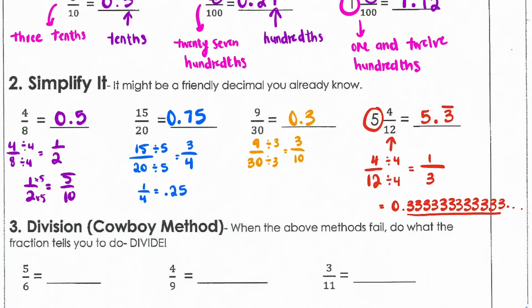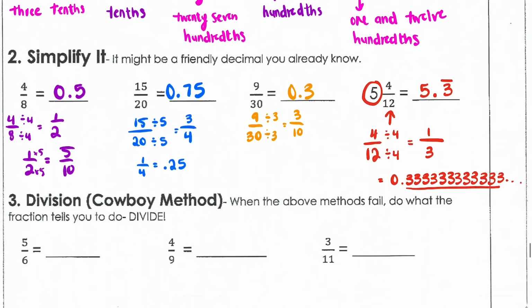Okay, so our decimal becomes 5 and a repeating 3. 5.3 repeating.